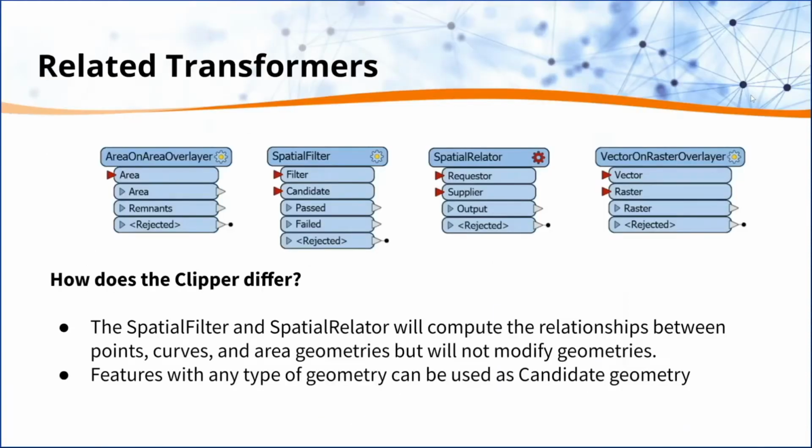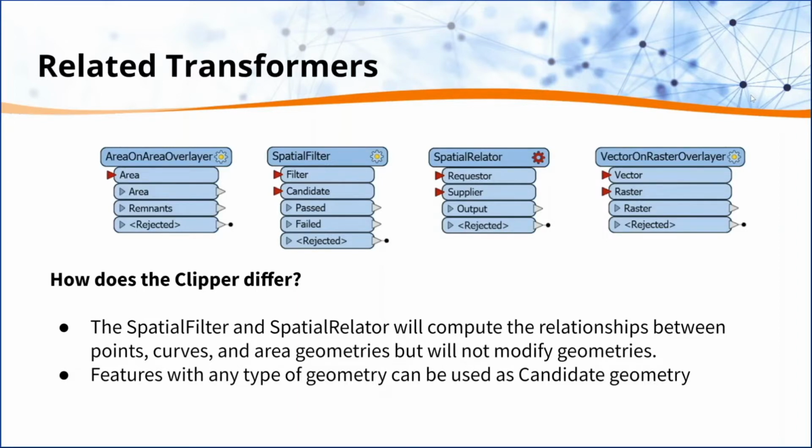So related transformers. Many transformers can assess spatial relationships and perform spatial joins, so analyzing topology or merging attributes and sometimes modifying geometry. The Clipper is considered a modifying transformer because it changes the input dataset's geometry, whereas the spatial filter and spatial relator will compute relationships between points, curves, and area geometries, but will not change the geometry. You'll notice I also have some overlaying transformers on the slide.